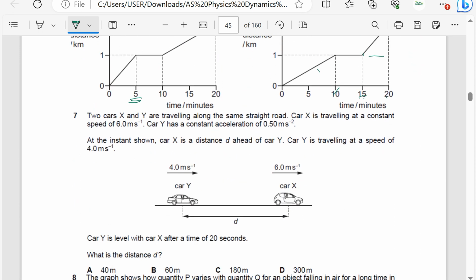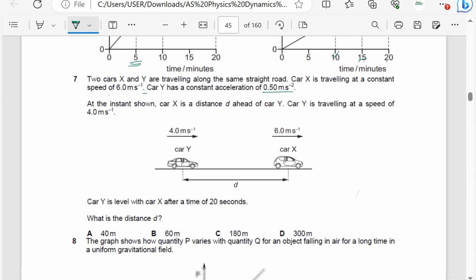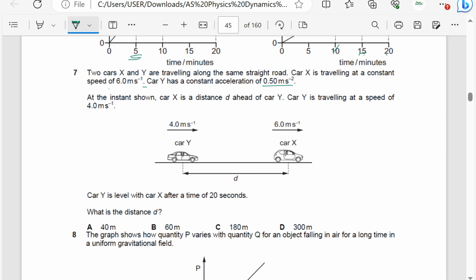Two cars X and Y are traveling along the same straight road. Car X is traveling at a constant speed of 6 meters per second. Car Y has a constant acceleration of 0.5 meters per second squared. At the instant shown, car X is a distance d ahead of car Y. Car Y is traveling at a speed of 4 meters per second. Car Y is level with car X after a time of 20 seconds. So they have traveled the same time. What is the distance d?